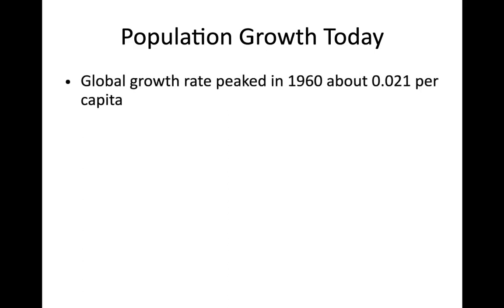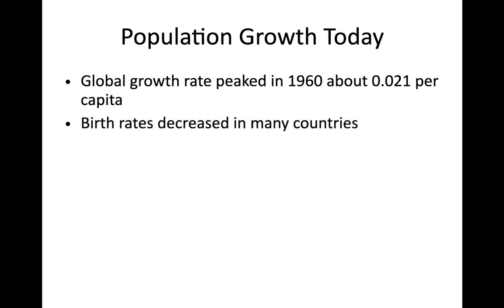So what about our population growth today? The global growth rate peaked in 1960 at about 0.021 per capita. Again, per capita means per person. But what we're seeing now is in a lot of countries, birth rates are decreasing. I think a lot of younger people are choosing not to have children for a multitude of reasons. There are many reasons not to.